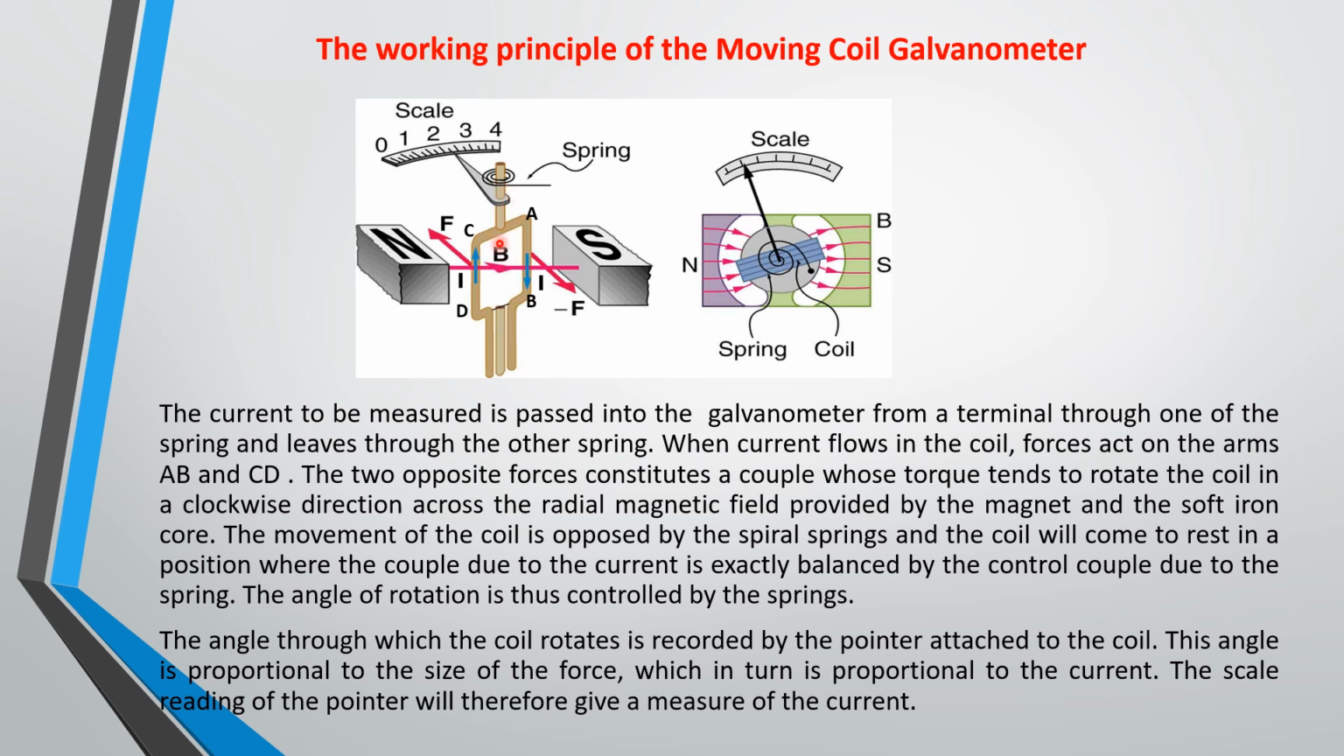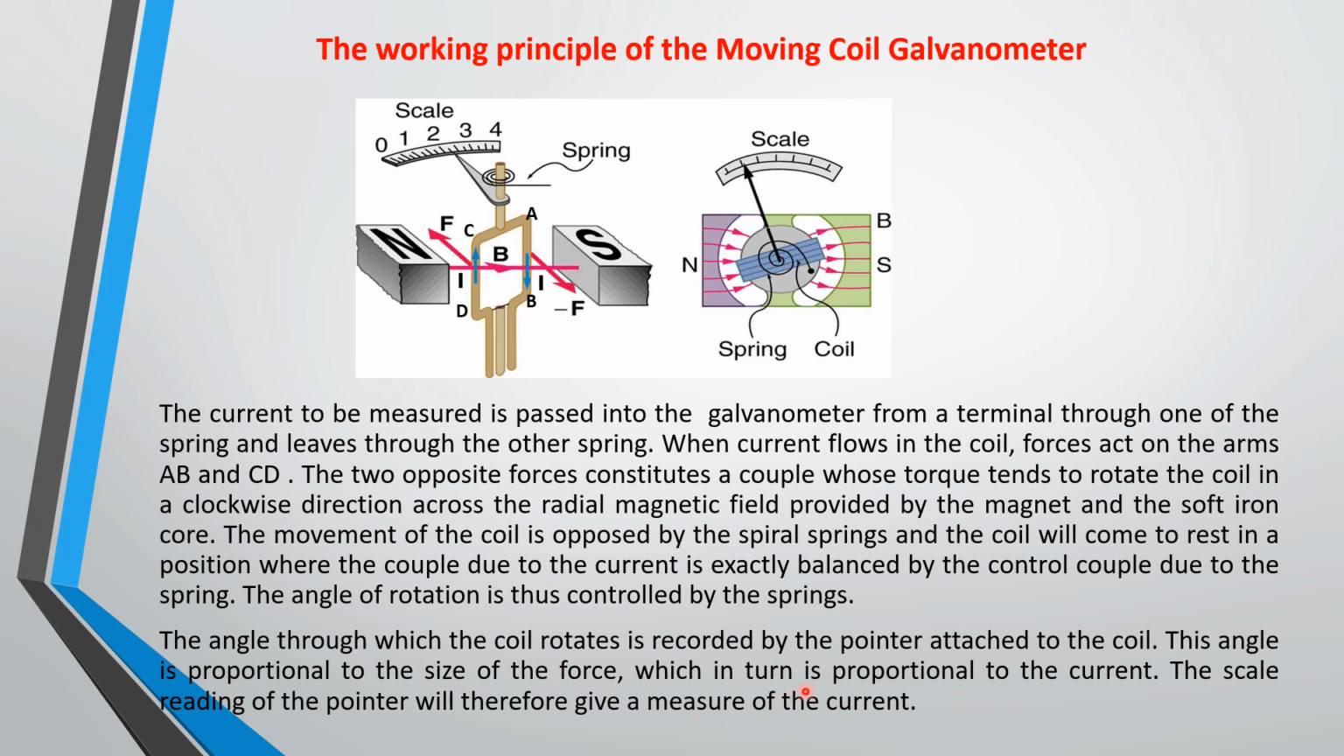So just where the force of the current is exactly equal to the force of the spring, it will come to rest. Now, the angle through which the coil rotates is recorded by the pointer attached to the coil. This angle that is recorded is proportional to the size of the force, which in turn is proportional to the current. So all this information will be recorded on this scale. The scale reading of the pointer will therefore give a measure of the current.